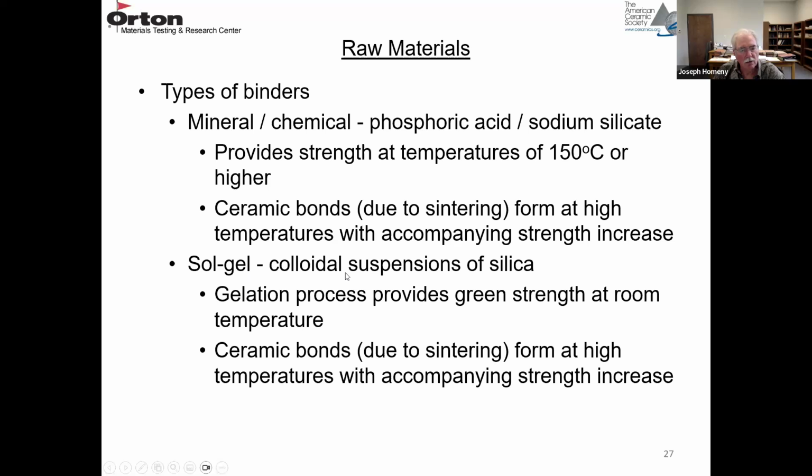The sol-gel or colloidal suspensions of silica. So this material forms a gel. It provides the green strength at room temperature. And again, that gel will decompose. It'll get weaker. And then finally, at the higher temperatures, the ceramic bond, due to, again, a sintering mechanism, will increase the strength.